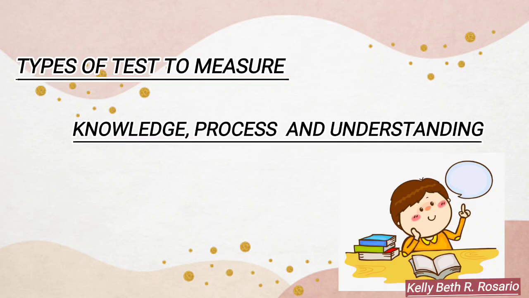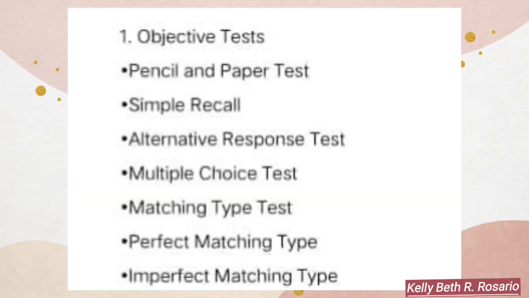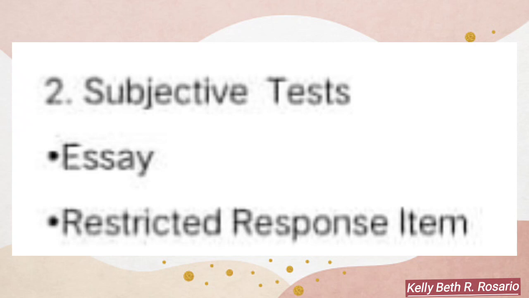There are two types of tests to measure knowledge, process, and understanding. Number one is objective tests. Under the objective test, there are pencil and paper tests, simple recall tests, alternative response tests, multiple choice tests, matching type tests, and in the matching type, there are two types of matching type. These are perfect matching type and imperfect matching type. And the second type of test is called subjective test. These are essay and restricted response item.